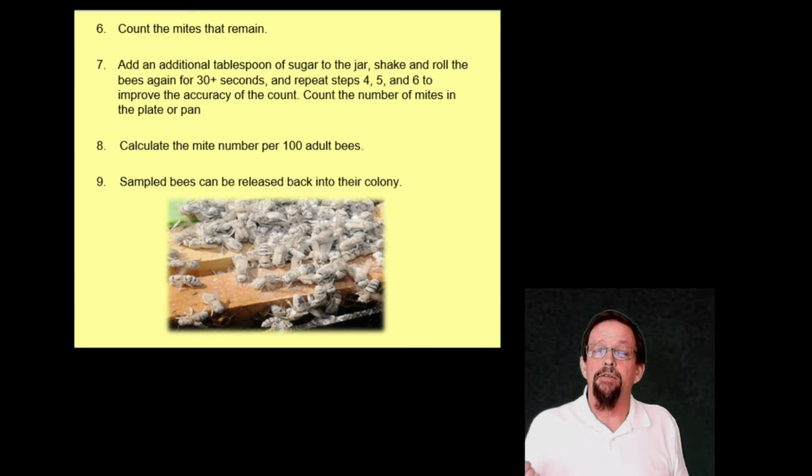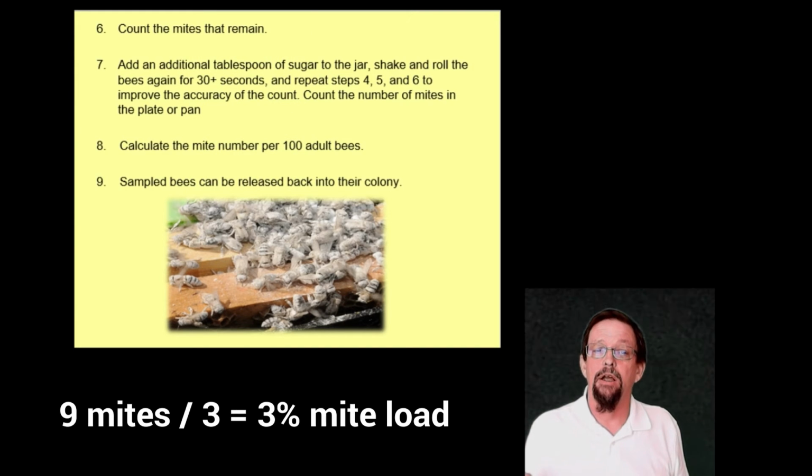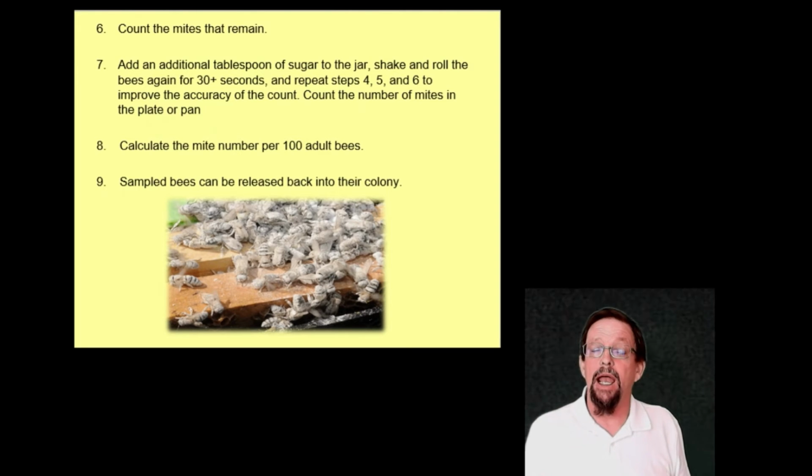So if you have a jar of 300, you want to do a mite count per 100 bees. So if there are 9 mites in this pan, you're going to divide it by 3, so your mite count is 3, or 3%. So it's 3 per 100. At this point, you can take the bees and return them back to the colony.